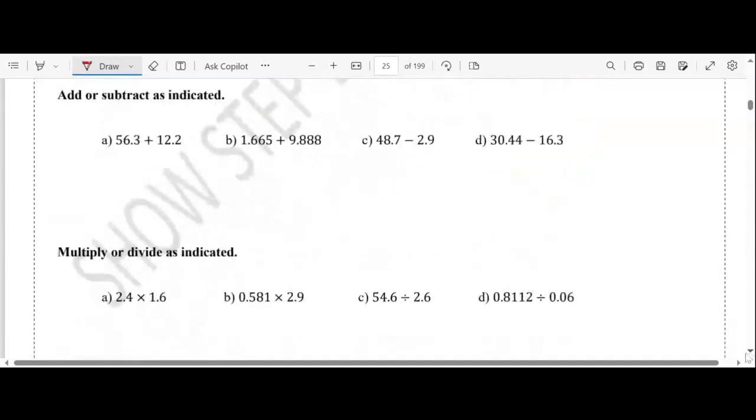Next one. Add and subtract as indicated. Here I have addition, correct? So I always like to write them under each other. So 5, 6.3. Then I put the point here. Where is the 2? Here. Where is the 1? Here. And this is addition. 2 plus 3? Then you put this. 6 plus 2? 8. 1 plus 5? 6. So that's your answer. Easy? Can you do this one? Yalla, do it now.